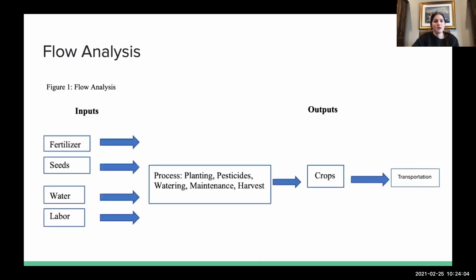And then this is an overview of our flow analysis. So we have the inputs going into the system, which are the fertilizers, seeds, water, and labor. And then we have the process, which is planting, pesticides, watering, maintenance, and harvest. And then the outputs are the crops. And then once we have the crops, they will go into transportation.